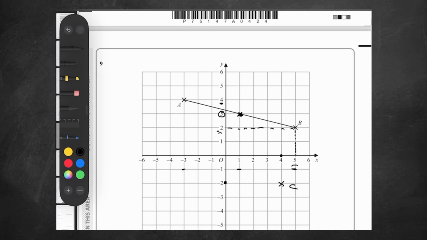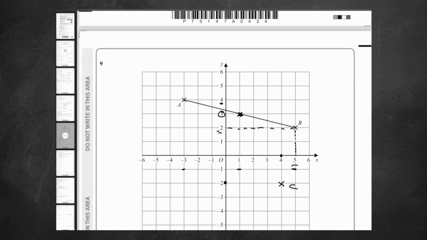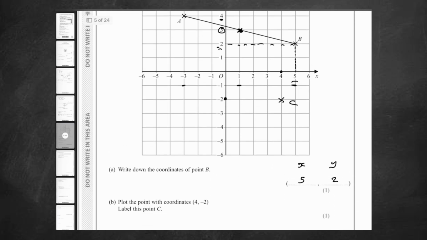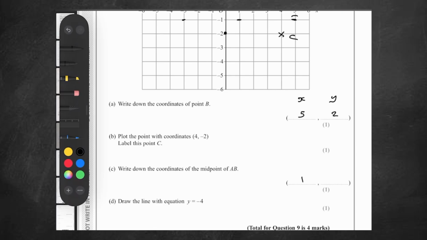You could have just used the 3 from the y-axis and looked across to the line to see where it met up with AB. So our answer is 1, 3.